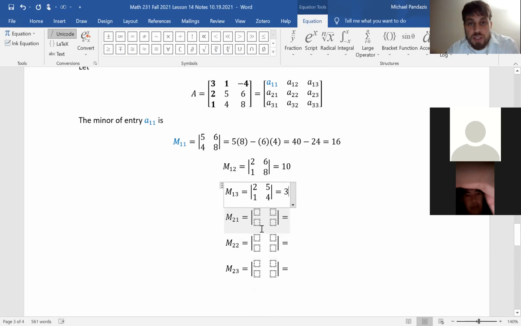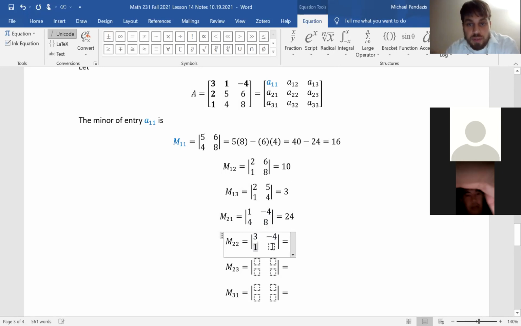And then M21: you get rid of the second row and first column, and you get 1, negative 4, 4, 8. Then cross multiply, you get 8 minus negative 16, which is 24. And then M22, second row, second column: 3, negative 4, 1, 8. That's 24 minus negative 4, which is 28.